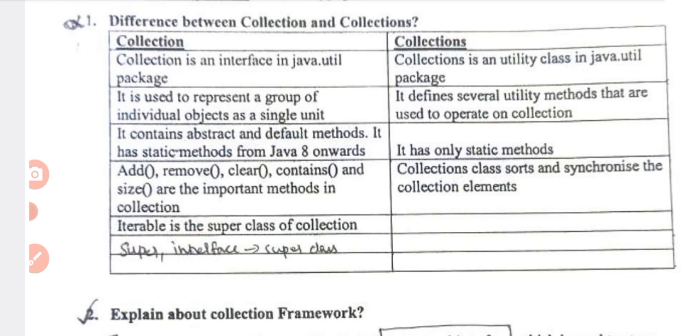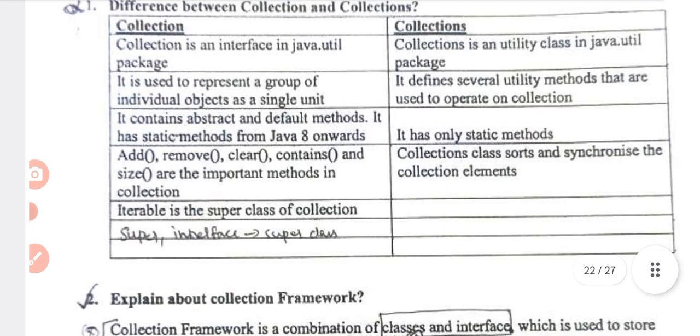Collection contains abstract and default methods. It has static methods from Java 8 onwards only. But Collections has only static methods. The important methods in Collection are add, remove, clear, contains, and size.